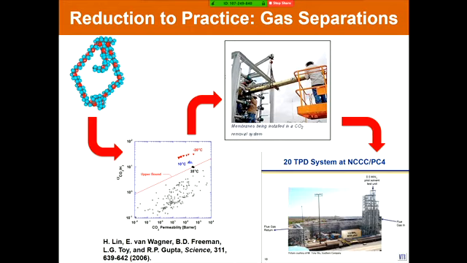It turns out that if you can separate CO2 from hydrogen, it's really easy to separate CO2 from nitrogen, because the nitrogen is a bigger molecule. It's much slower going through the membranes than hydrogen is. And so these turn out to also be good membranes for carbon capture.